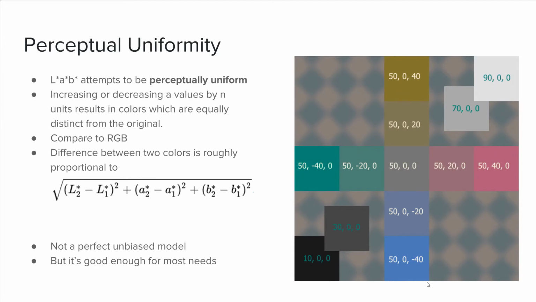This is because the lab color space was developed using survey results, lots and lots of survey results where they asked people if they could tell apart a given pair of colors. So lab therefore offers a simple way to quantify the distance between any two colors, and that's just by taking the Euclidean distance. That's using the distance formula, plain and simple, and they call this metric delta E. Now, lab is not a perfect or unbiased model, but it's good enough for most needs.